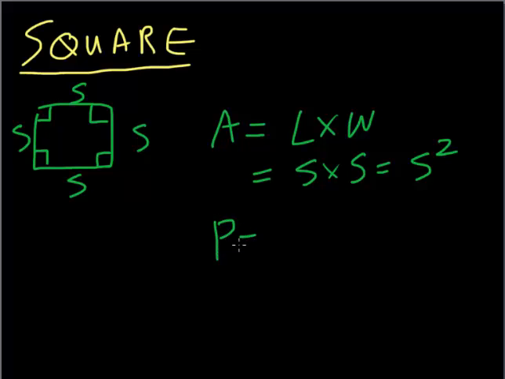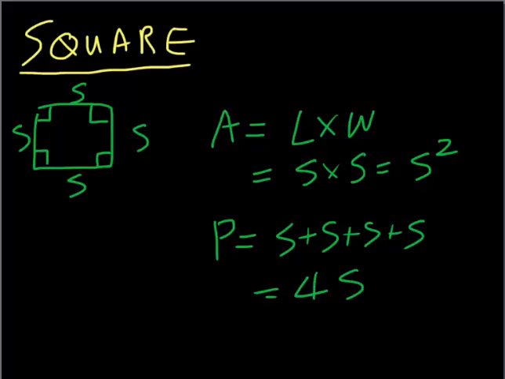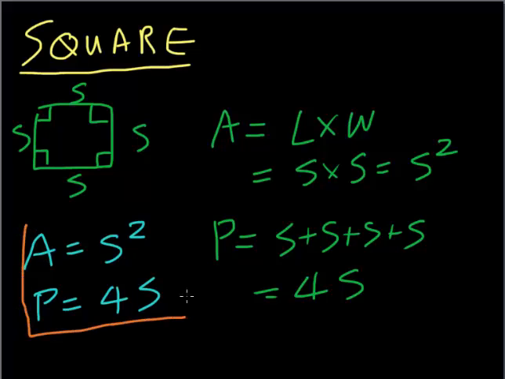The perimeter is what? All around, right? If it's all around, how many s's do you see? You have s plus s plus s plus s, which is equal to 4s. So you just have to remember: area is equal to s squared and perimeter is equal to 4 times s. And that's what you have to remember.